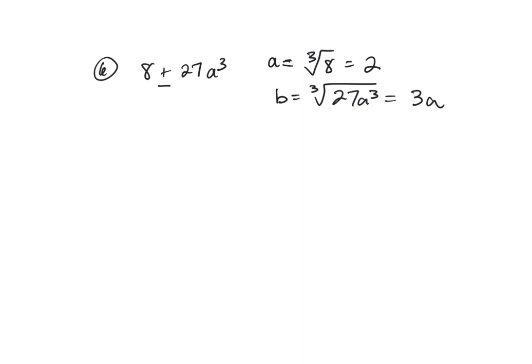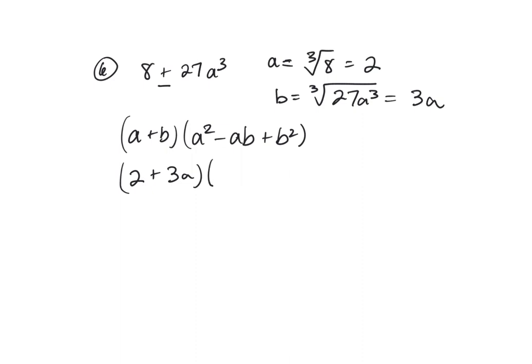So our formula for the factorization of a sum of cubes looks like a plus b times a squared minus a times b plus b squared. So I know what a and b are, so I just simply have to plug them in. So a is 2 and b is 3a. A squared is 2 squared, which is 4, minus a times b, which is 3a times 2, which is 6a, and then b squared, which is 9a squared.